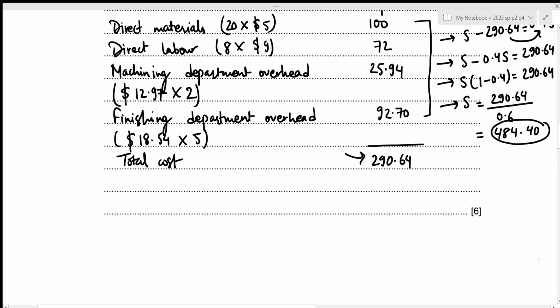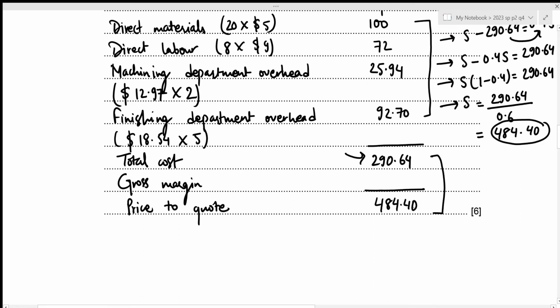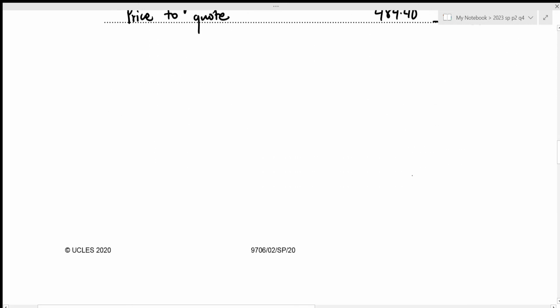So let's write it down. And we figure out the price to quote by adding our gross margin. And this is the price to quote, which we figured out to be 484.40. And the gross margin is just the difference between these two amounts, right? So that's 484.40 minus 290.64, which results in 193.76. This concludes the third part of this question. Now let's move towards the fourth one.